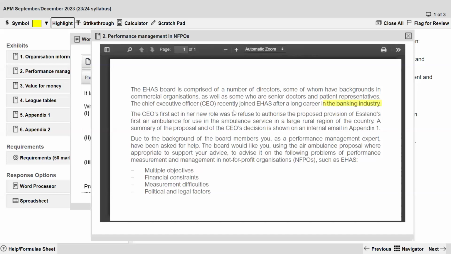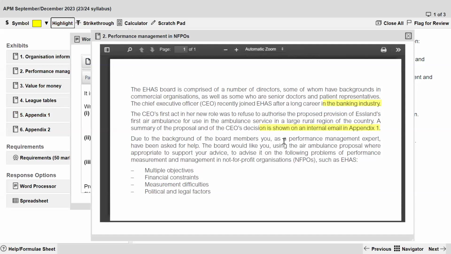The CEO's first act in her role was to refuse to authorize the proposed provision of Estland's first air ambulance for use in the ambulance service in a large rural region of the country. A summary of the proposal and the CEO's decision is shown in an internal email in Appendix 1. So we're going to go through Appendix number 1 for the refusal of this.